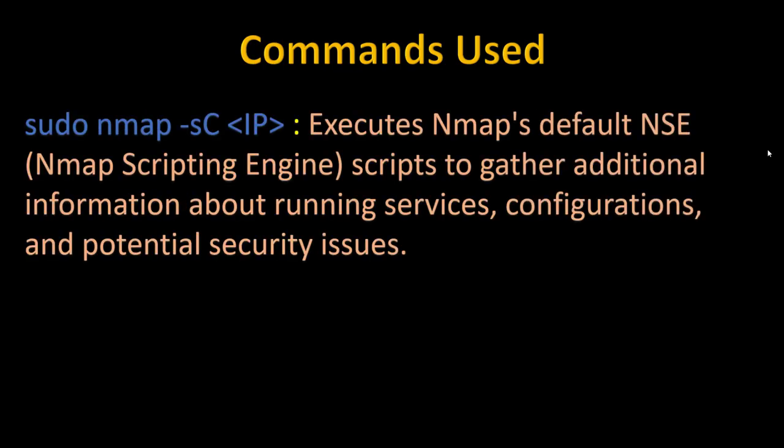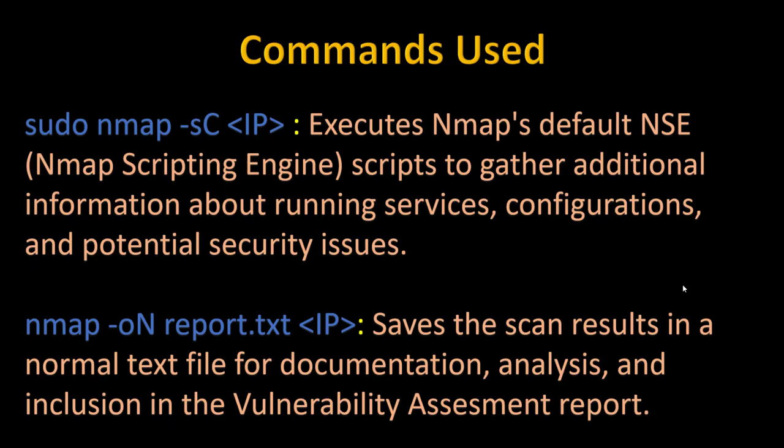Then we have sudo nmap -sC. This is the script scan. It scans using safe default sets of scripts. By using this command, we can get some more additional information about the running services, the configurations, and various potential security issues. Then we have nmap -oN. ON is output normal. This command saves the reports, whatever findings and analysis we have done. We need to prepare the report, so this is the report part.